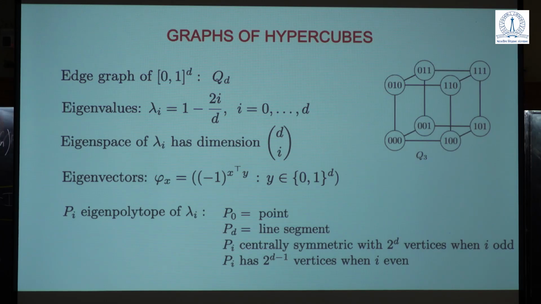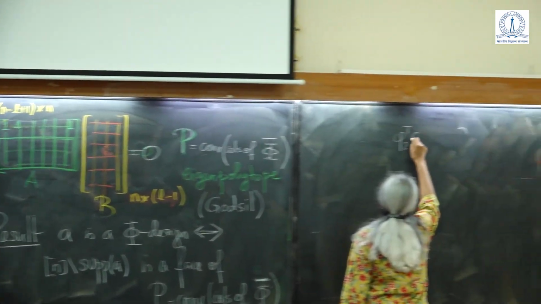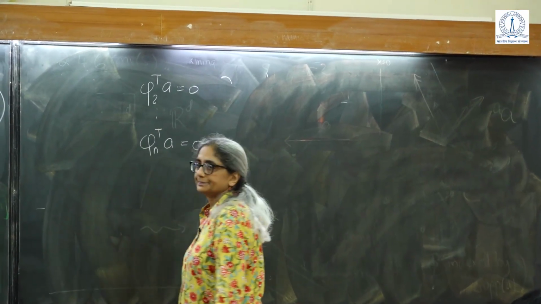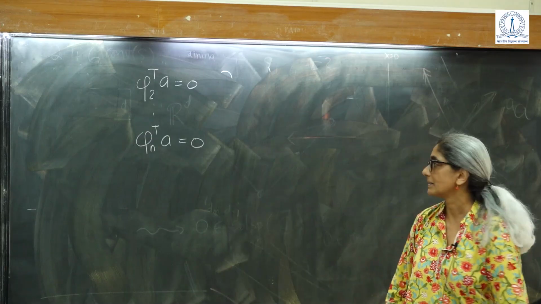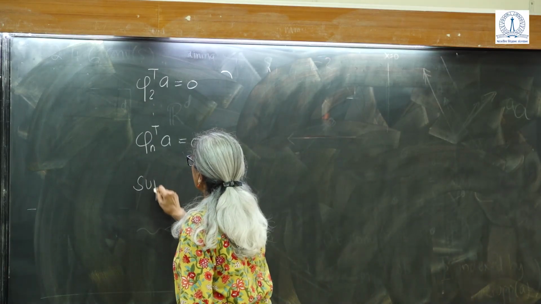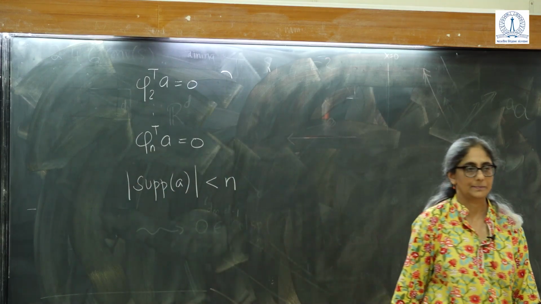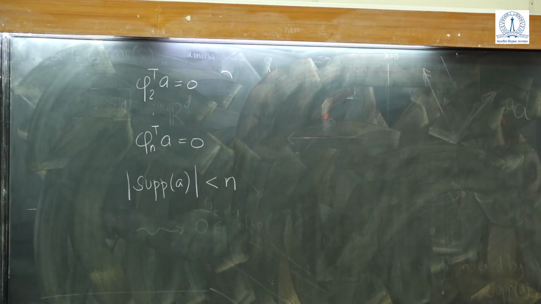Phi2, yeah. So let's try phi2 to phi n and see what happens. Let's pick an A such that phi2 transpose A is 0, phi3 transpose A is 0, and then see what will happen to such an A. So we're supposing that there is an A such that phi2 transpose A is 0 all the way up to phi n transpose A is 0, and the support of A has size less than n.